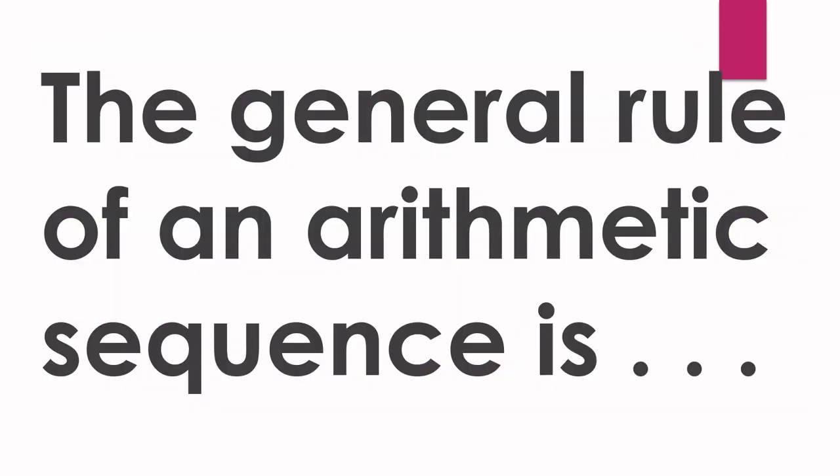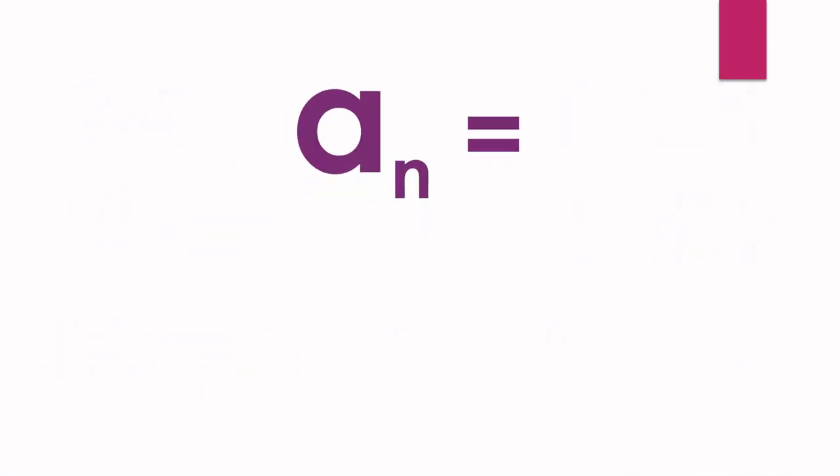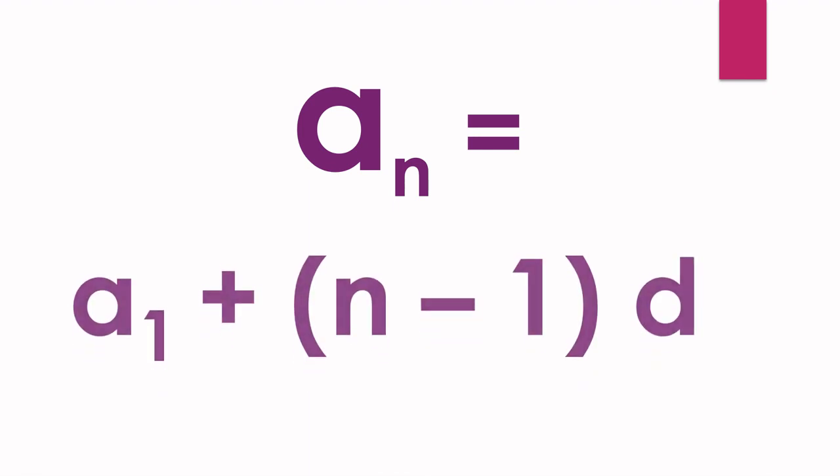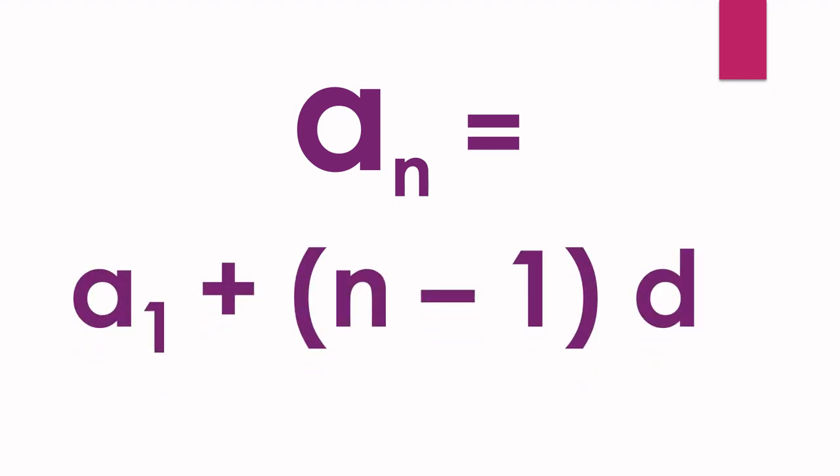Therefore, the general rule of an arithmetic sequence is a sub n is equal to a sub 1 plus n minus 1 times d.